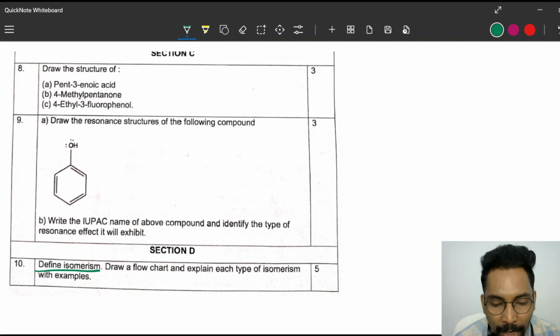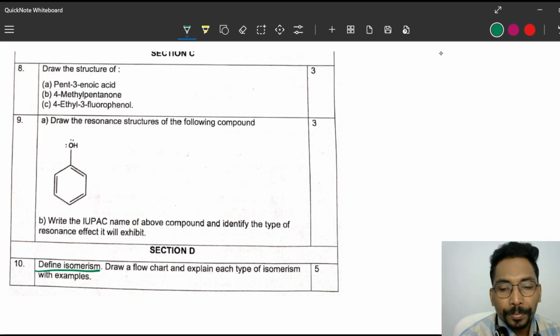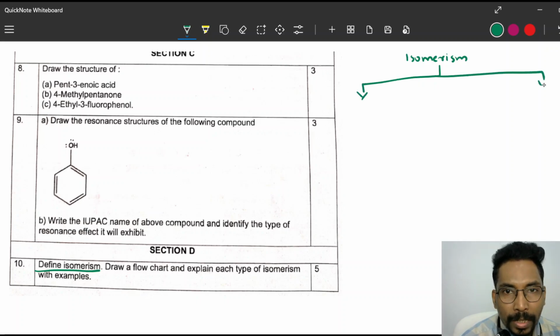Draw a flow chart and explain each type of isomerism with examples. Okay, so I will draw the flow chart here. Okay, listen. Isomerism. We can broadly classify isomerism into two types. Which are they?